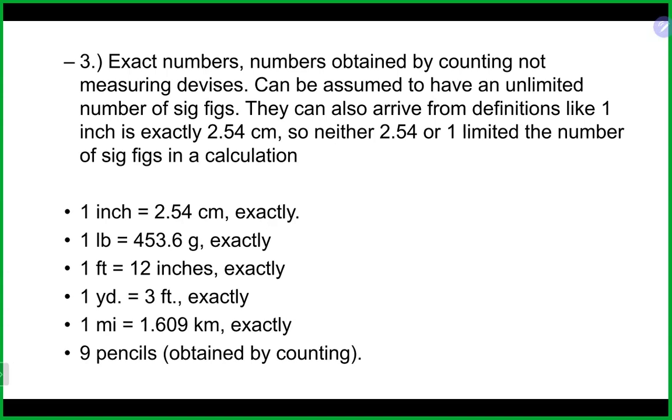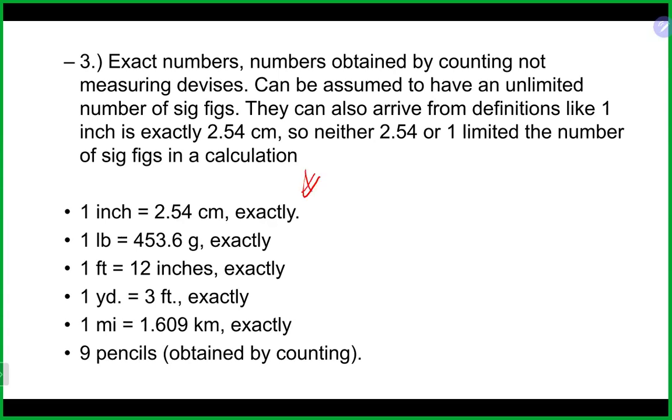The other way is definitions like these, which are equalities. These are two things that represent the same amount of something but are in different units. So 1 inch is 2.54 centimeters exactly. 1 pound is 453.6 grams exactly. 1 foot is 12 inches. 1 mile is 1.609 kilometers. By the way, some of these conversions you should know as well, so make sure you put a star on them as you go through it. Make sure you know these.